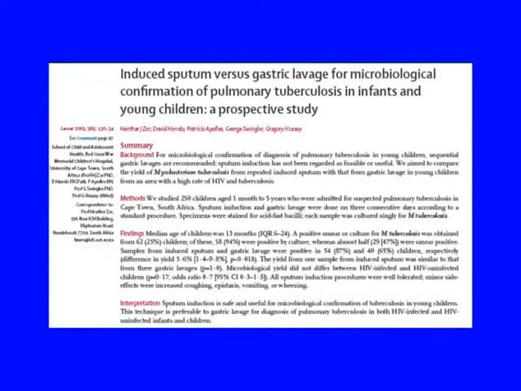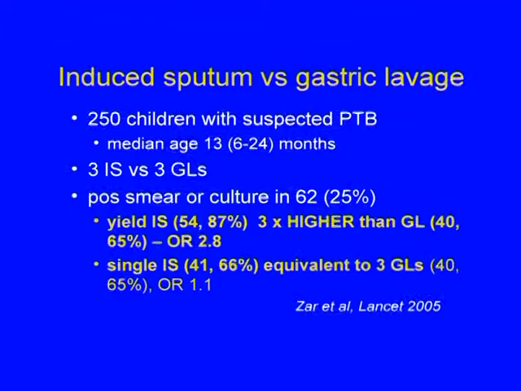Okay, so this was the first major study. In this study, we looked at 250 children who were admitted to Red Cross who we thought clinically may have TB based on their clinical presentation. You'll see they were quite young, just over a year of age. We weren't sure whether induced sputum would perform well at all, so we compared 3 induced sputa to 3 gastric lavages on three separate days. And in fact, the yield from induced sputum, and this is for culture, we did smear and culture on these specimens, was threefold higher than on gastric lavage. We found 54 cases of culture-confirmed TB on induced sputum and only 40 on gastric lavage. And a single sputum gave almost the identical number of cases as did three gastric lavages.